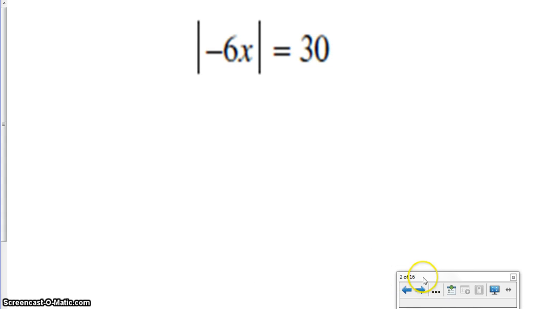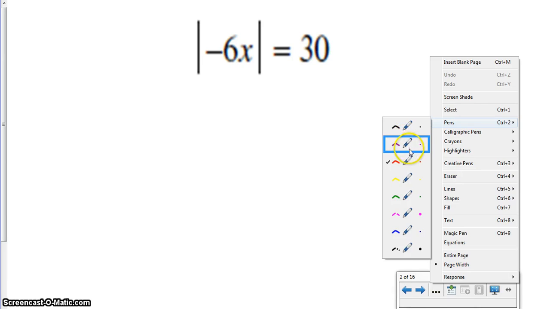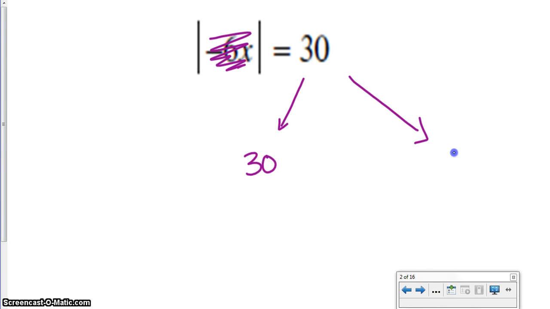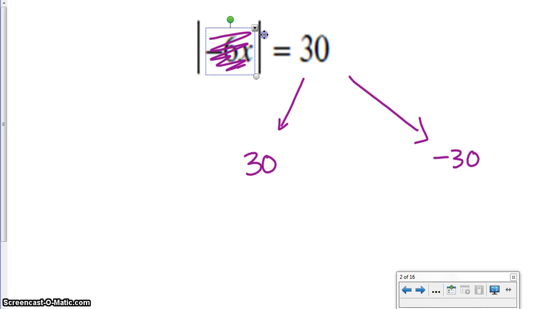So let's start with something as simple as this. Hopefully this is something that's not new to you. There are two places that are 30 away from zero, correct? There's one that is positive 30, and there's one that is negative 30. Once you have that information, you're ready to play.